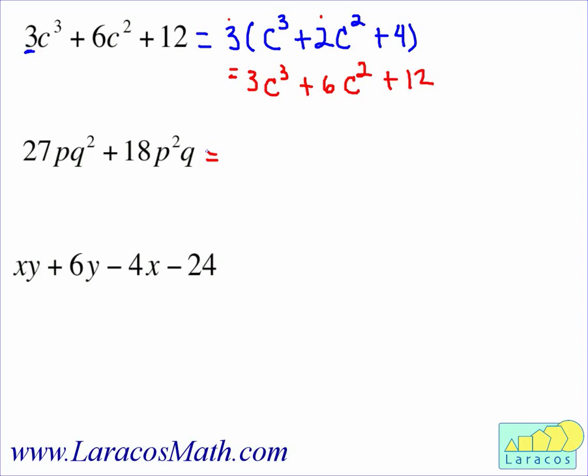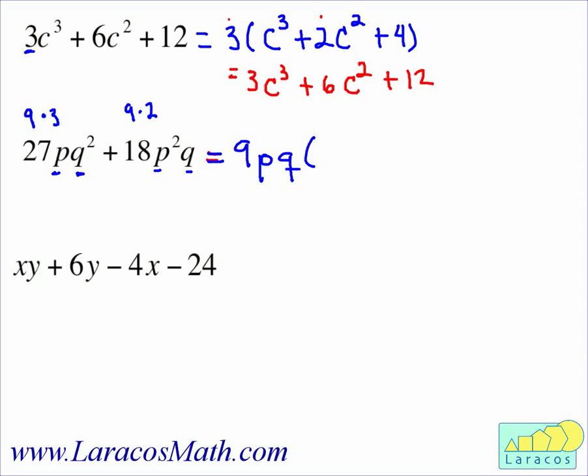In the second problem, I have the number 9. Look, this 27 is 9 times 3, and this 18 is 9 times 2. So I'm going to take this number 9. Because we both have p, the lowest p is to the first power, and the lowest q is also to the first power. So I'm going to write this p and q.